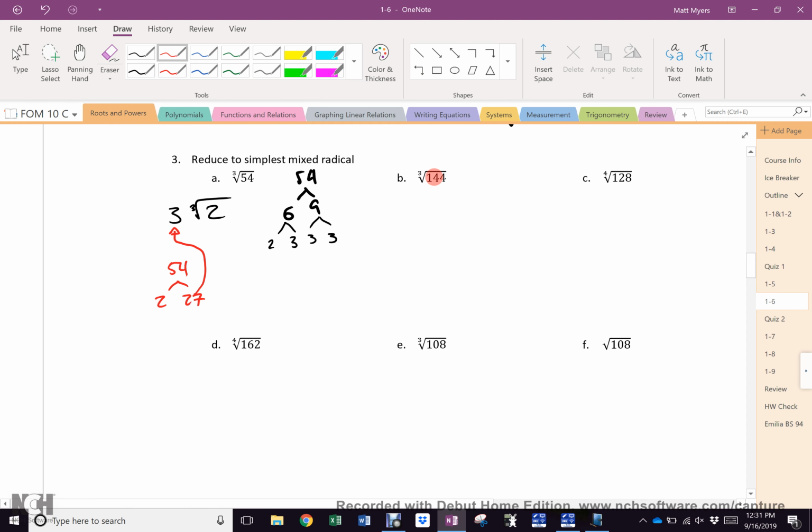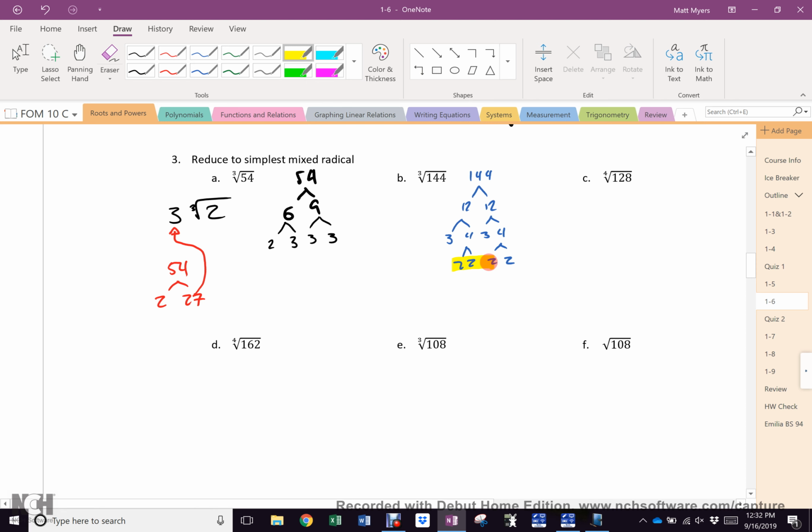So let's check 144. Now, 144 is going to trick some of you because you're going to say the answer is 12. Is it? Why not? Because I need a cubed root. So 144, most of you will go 12 and 12. Doesn't help me. 3, 4, 3, 4. Any groups of 3 yet? Still none. 2, 2, 2, 2. Any groups of 3 now? Where?